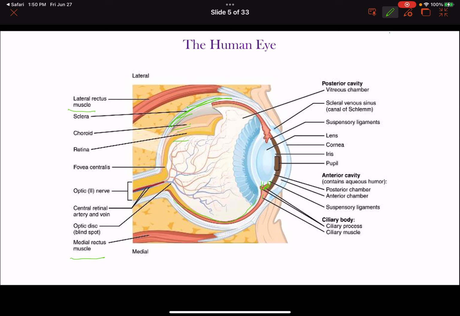Think about this as a cavity. This lens needs to be hanged inside that cavity. That's hanged by the suspensory ligaments. Then we study about pupil. Iris is the colored part, then cornea and lens. In the anterior cavity or segment, there are two things again: there is a posterior chamber and anterior chamber. This is in the anterior cavity. Then the posterior segment is behind that.